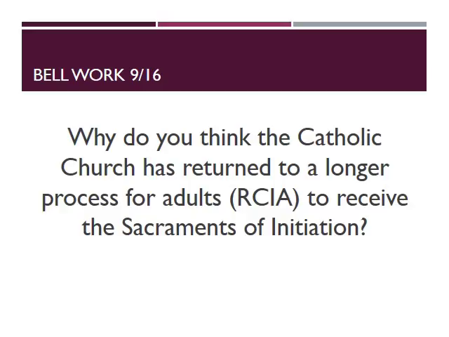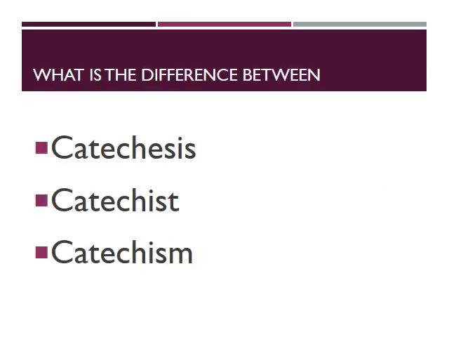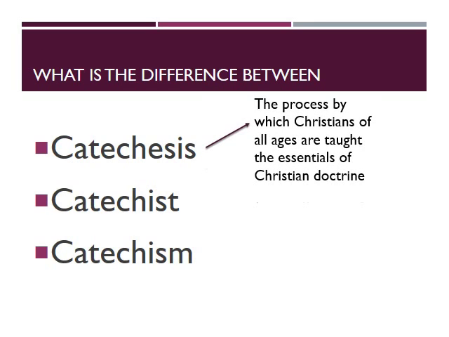between the three. So you could write this down in your study guide. So the first word is catechesis. So catechesis is the process by which Christians of all ages are taught the essentials of Christian doctrine. So again, this is the process by which Christians are taught Christian doctrine.